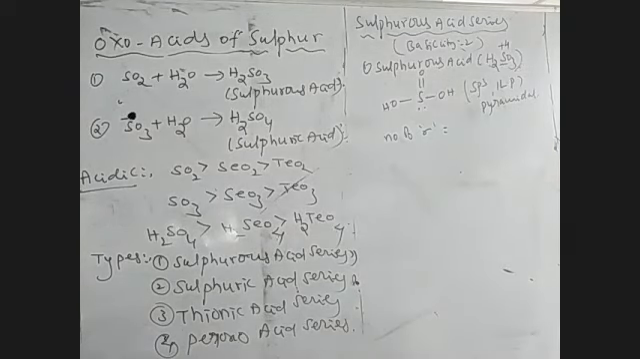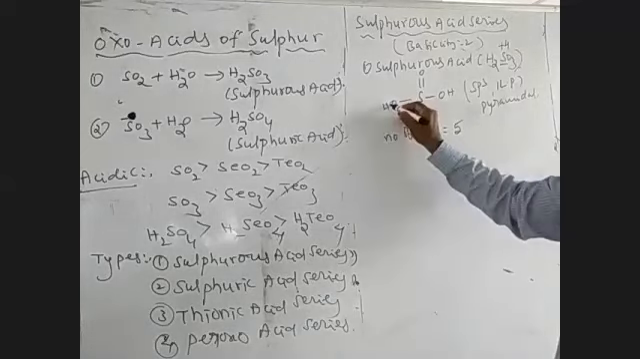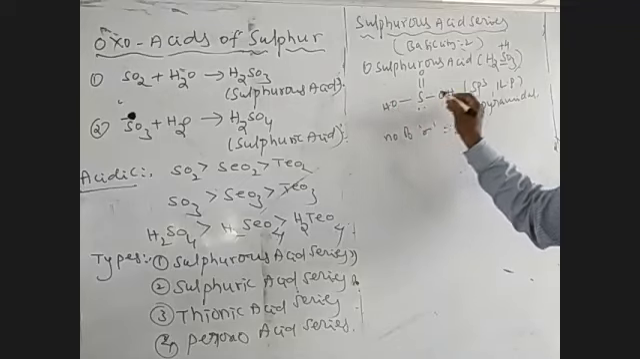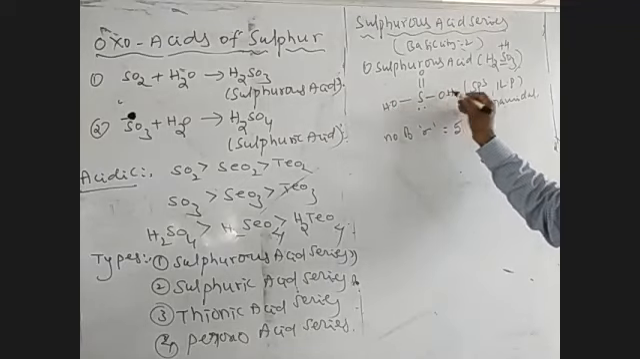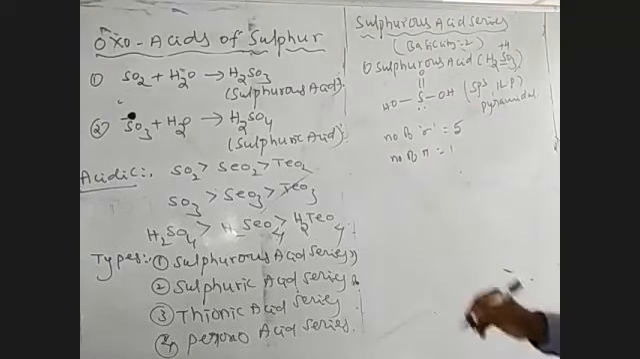Atomicity of H2SO3 is equal to 2 plus 1 plus 3, that is 6... 7 minus 1, that is equal to 5. Five sigma bonds exist. They can be represented as follows: oxygen and hydrogen having single bonds. 1, 2, 3, 4, 5, five sigma. Number of pi bonds: only one pi bond exists.